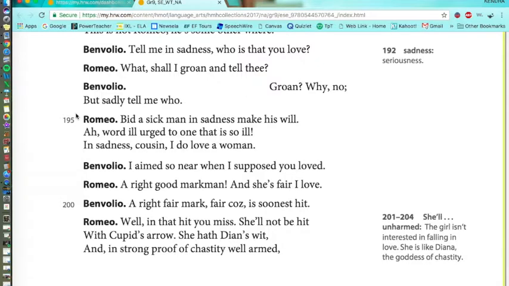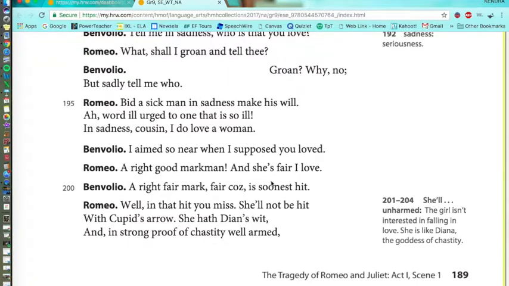Benvolio, a right fair mark, cuz, is soonest hit. Romeo, well, in that hit you miss. She'll not be hit with Cupid's arrow. She hath Dian's wit, and in strong proof of chastity well armed.